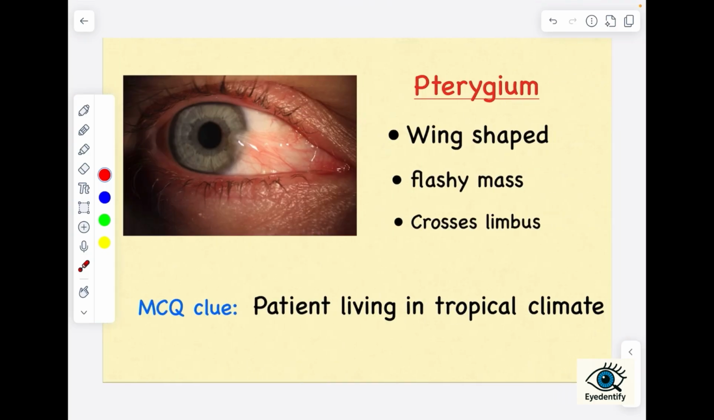Then the next is pterygium. It is very easy to diagnose pterygium because it is a wing-shaped, fleshy mass, and it crosses the limbus. As we can see, it is crossing the limbus. And the MCQ clue will be a patient living in a tropical climate, because pterygium is more common in tropical and windy climates. But pterygium is very easy to diagnose and identify.